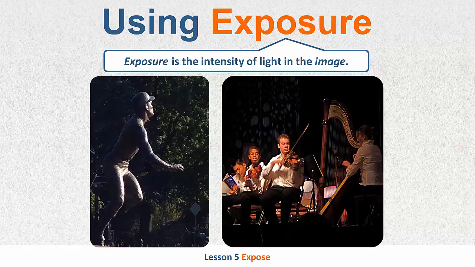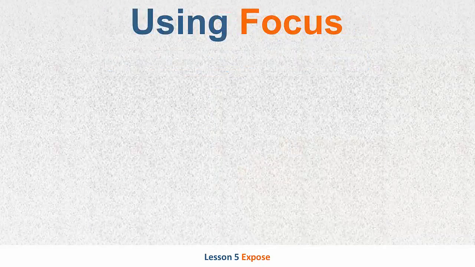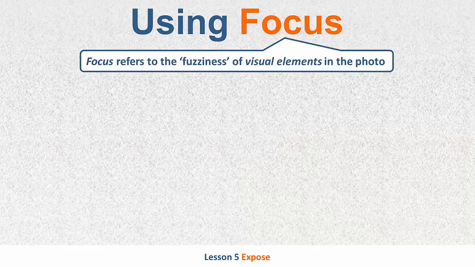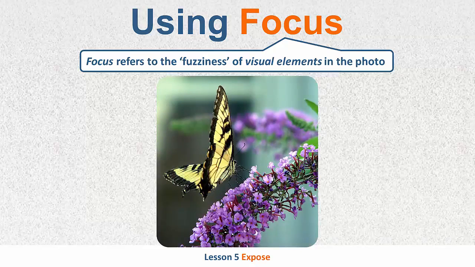The second control available in virtually all cameras is focus. Focus refers to the fuzziness of visual elements in the photo. Keeping the subject in focus, while the rest of the photo is out of focus, such as this, is another way to accentuate the subject by de-emphasizing the background. The eye is naturally attracted to the clearest visual element in the photo. Just as with exposure, how to adjust focus varies by the camera.